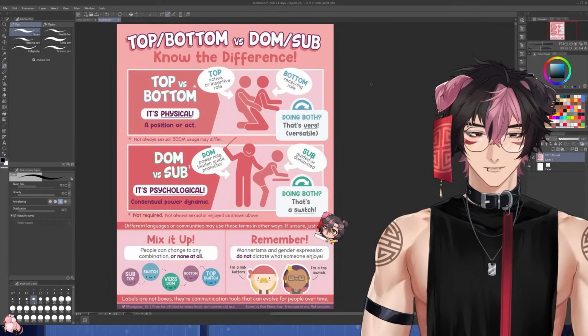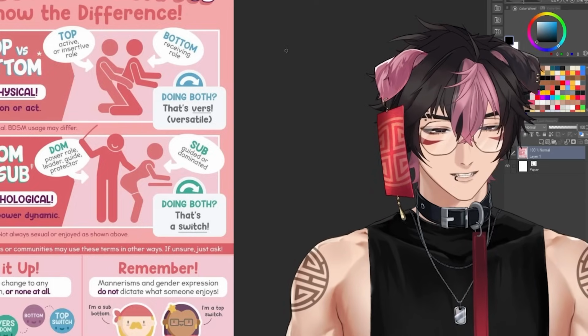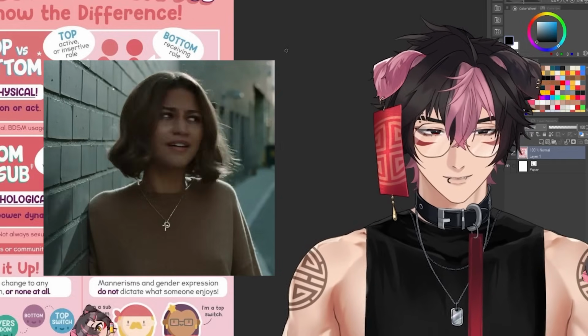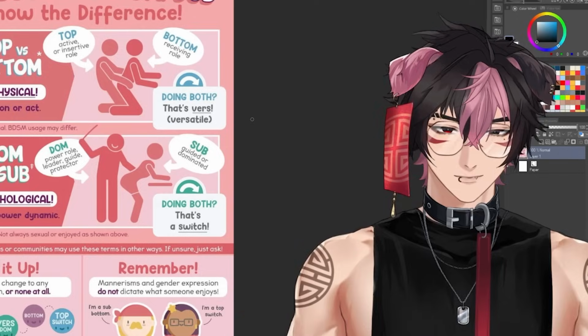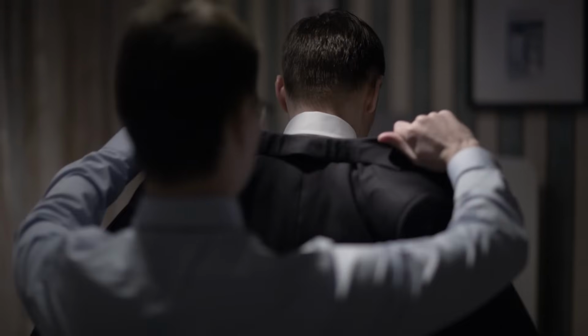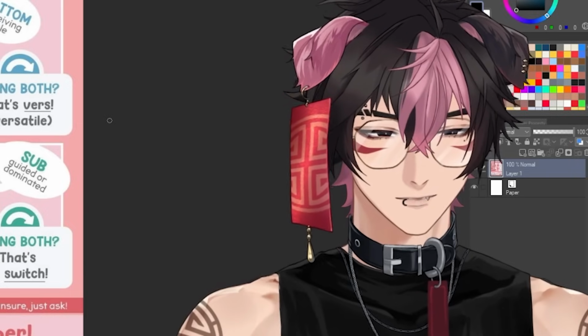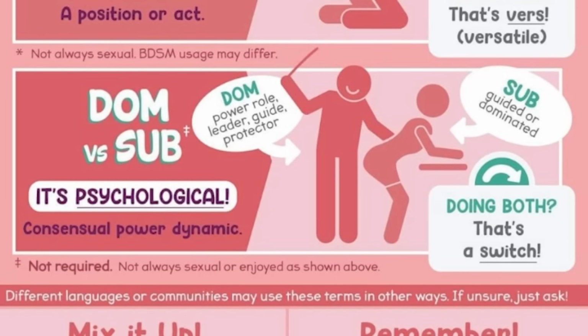So top versus bottom is describing the act of it. The top puts their fella inside of the bottom that receives the fella from the top. But if you do both, then that's called verse or versatile. That means they are both putting something in someone, but also enjoy taking a fella from someone else. That means they're a top and the bottom. Does that make sense?